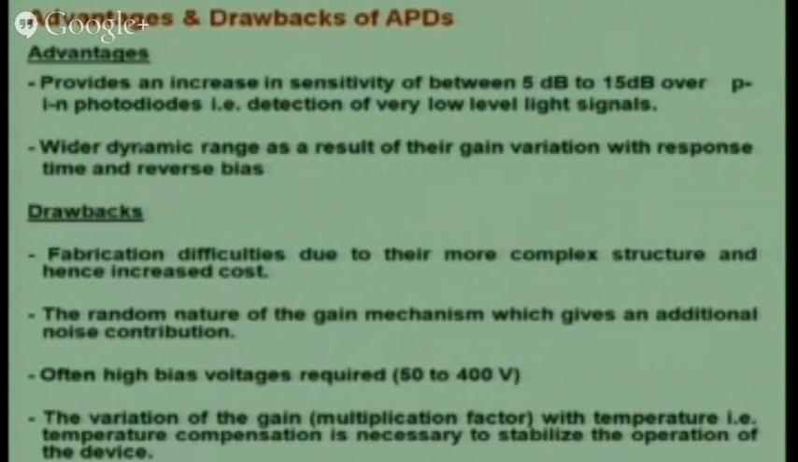So we have the advantage of an increase in sensitivity. There is a large dynamic range, which means I can sense from lower values to higher values. But there are drawbacks. There is difficulty in fabrication, there is the random nature of the multiplication mechanism, and high voltage is required.